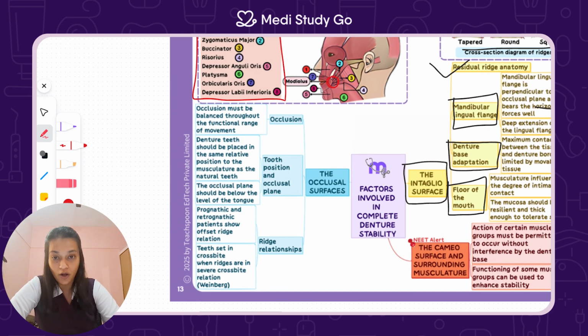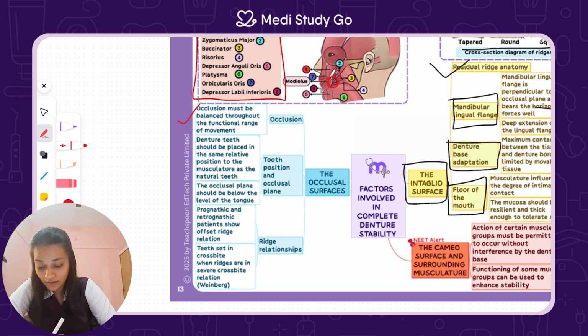Talking about the occlusion. Now, occlusion should always be balanced. A balanced occlusion will have simultaneous contact in right and left, centric and eccentric positions. During function, it is going to maintain contact such that it does not allow tipping to happen. At every time, there is going to be contact which will maintain the position of the denture in the mouth. So the occlusion that would be desired would be balanced.